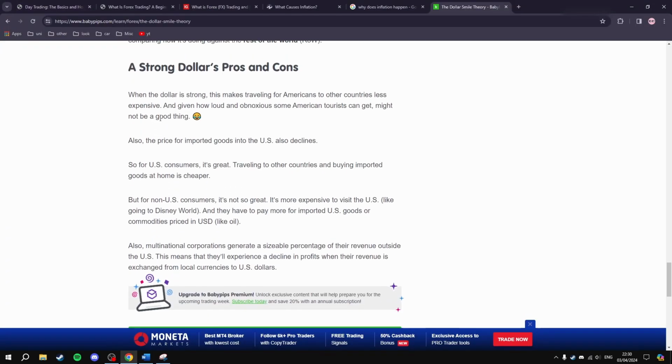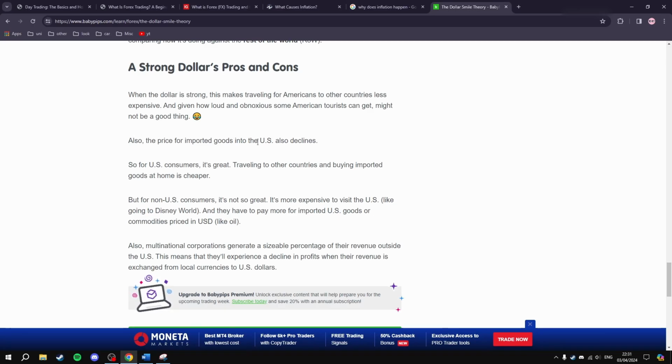A strong dollar's pros and cons. When a dollar is strong, this makes traveling for Americans to other countries less expensive. Why does it make it less expensive? Oh, I'm assuming because if you're going to another country, that means you're spending money over there, right? To book the flight or whatever. So if it's strong, then you might get to pay less than if the dollar's weak.